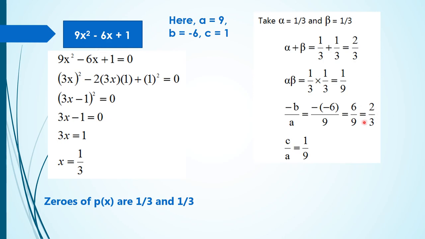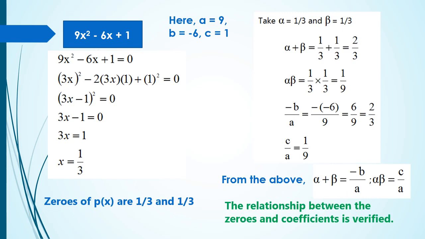Go for cancel, you will get 2 by 3. And c by a: c is 1, so c by a is 1 by 9. If you see, this 2 by 3 and 2 by 3 are equal, and 1 by 9 and 1 by 9 are equal. From the above, you can easily conclude alpha plus beta is equal to minus b by a, and alpha beta is equal to c by a. Therefore, in case of 9x square minus 6x plus 1, the quadratic polynomial, the relationship between the zeros and coefficients is verified.